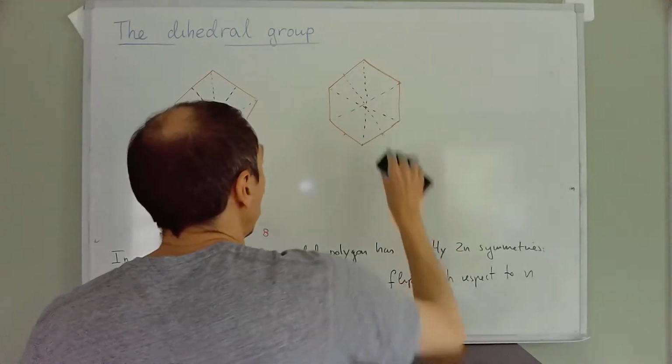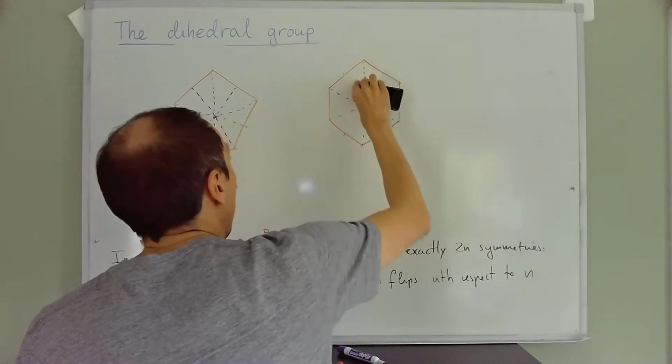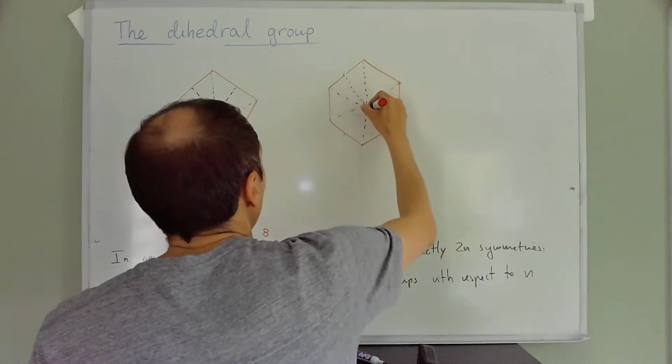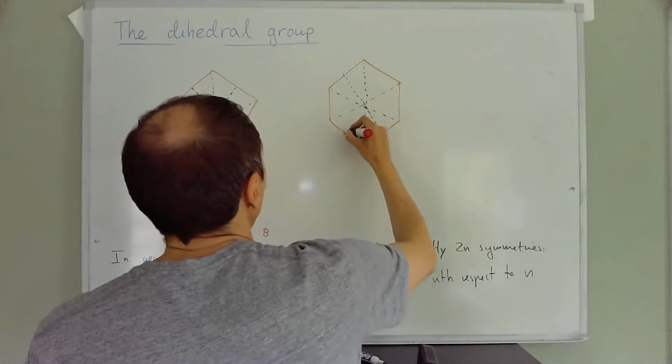Maybe I should use a different color here. So you get the ones that connect midpoints of opposing sides.